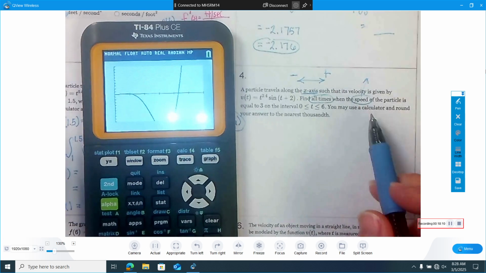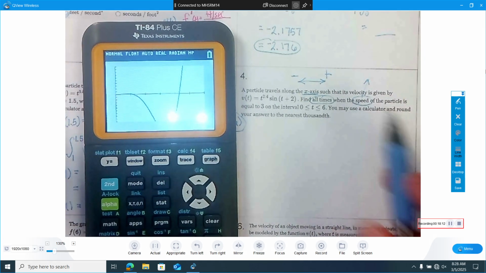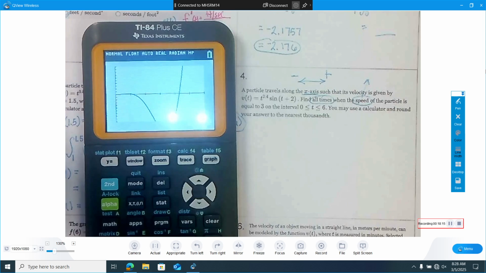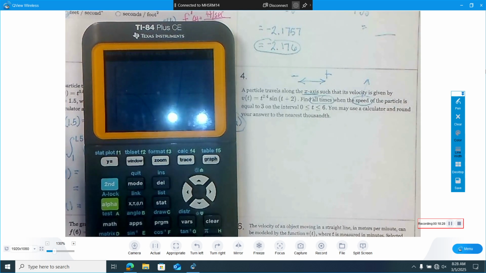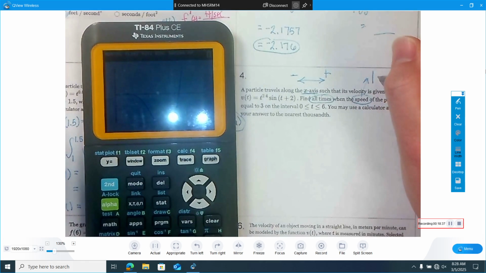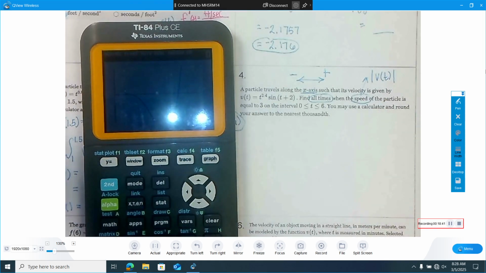What we want to know is when we have a speed. Well, that means we could be going 3 units or 3 inches per minute, or whatever it happens to be. Whatever speed we're going, 3 units per time measurement to the right, or we could be going 3 units per time to the left. So it could happen twice. Speed is the absolute value of velocity.